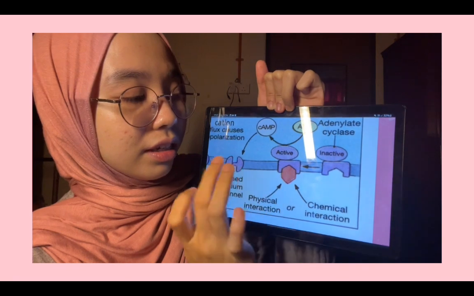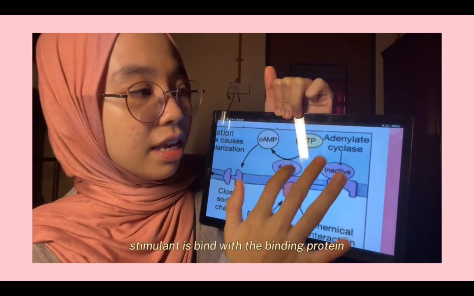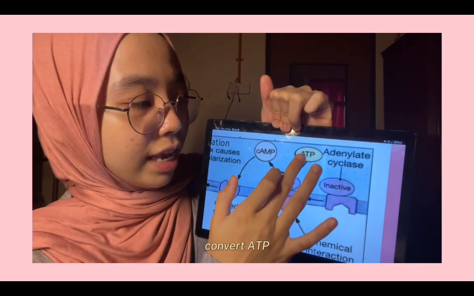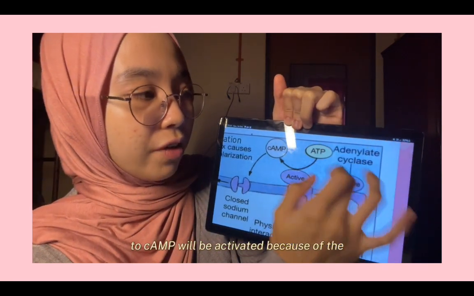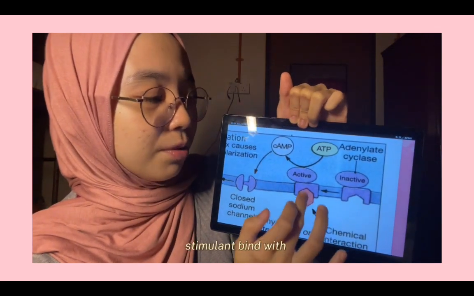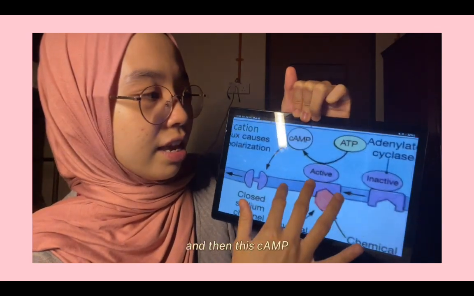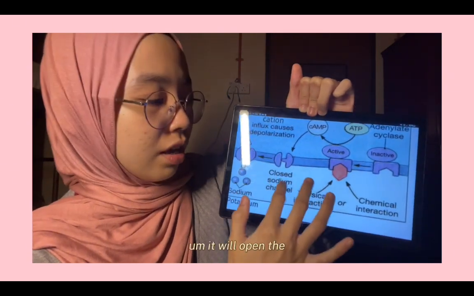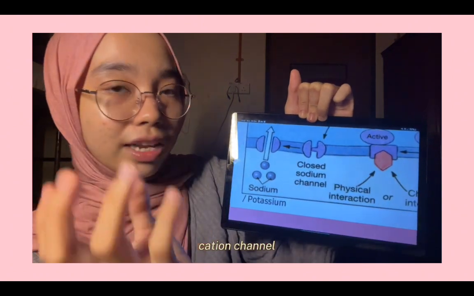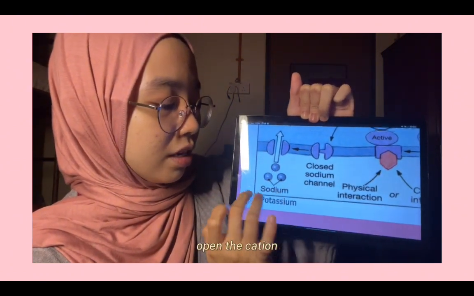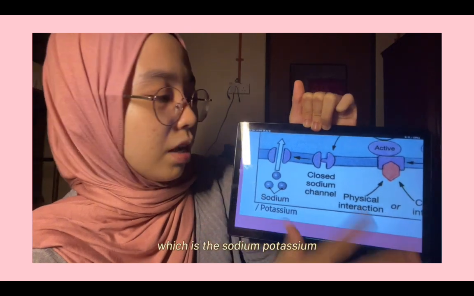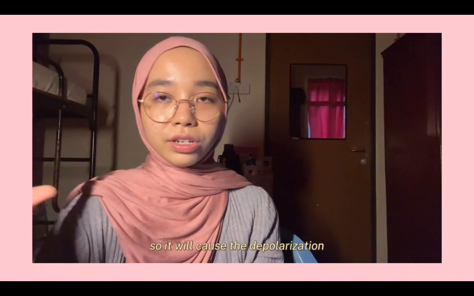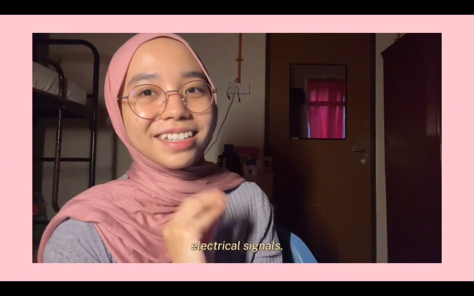When the stimulant binds with the binding protein, the adenylate cyclase, the enzyme that converts ATP to cAMP, will be activated. And then the cAMP will open the closed sodium channel. It will open the cation channel, and when the cation channel opens, the cations, which are sodium and potassium, will pass through the cation channel. So it will cause depolarization and initiate the electrical signal.